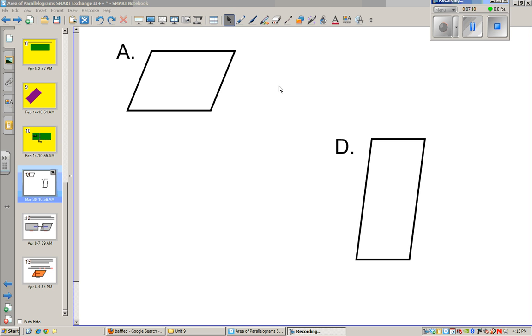So here are a couple parallelograms. I want you on a sheet of paper to pause this video, make a quick drawing of both of these, A and D, and then draw in a height line. Where would the height be? Draw the line in, and also label the base. So pause the video and draw in a height line and draw in a base. So label them both.